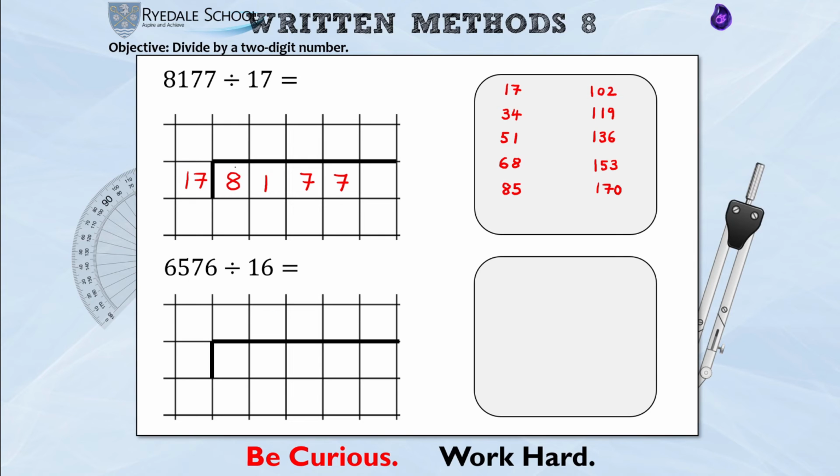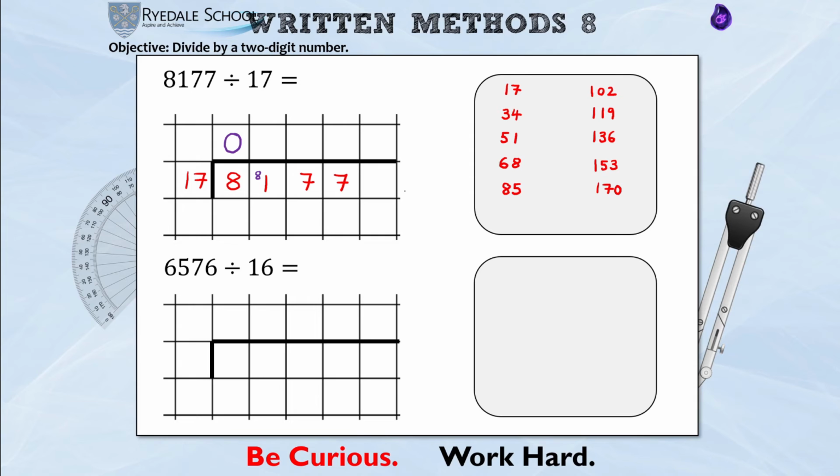So the next step is how many 17s are in 8? And the answer to that is 0. And if you think about it, you're always going to have a 0 here today because you are dividing by a 2-digit number and this is just a single digit. So this is always going to be bigger today. So I need to carry all 8.